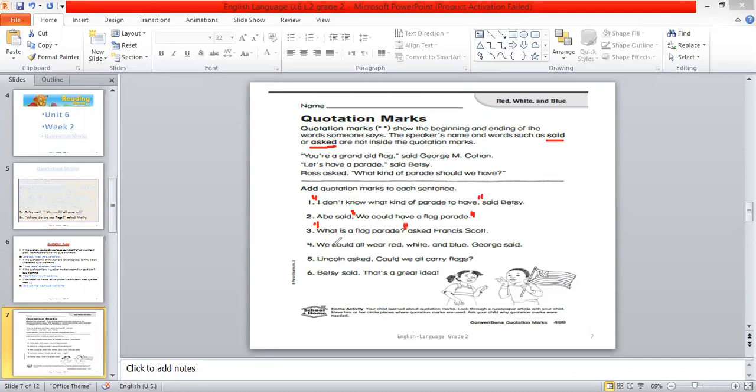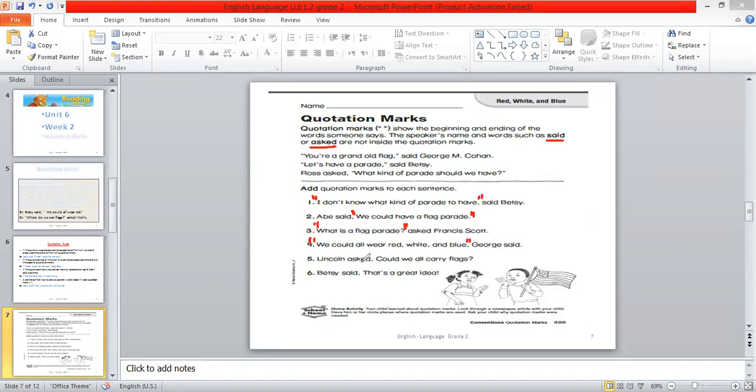Number four, we could all wear red, white, and blue. George said. So I have here the word said. We are going to put it from the beginning of the sentence. Okay, and till the comma. Okay, we start here from the beginning and close the sentence with the quotation mark.